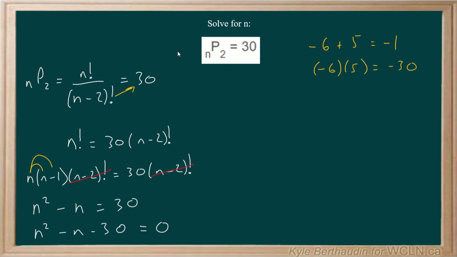So rewriting our equation, we now have n minus 6 and n plus 5, and that is equal to 0. Now what values of n satisfy this equation? Well, if we plug a 6 into this spot, that works. And if we plug a negative 5 into this spot, that works as well. But we can't have negative 5 total options to choose from. That doesn't make any sense. So we're going to ignore that solution. And that means that n is equal to 6.